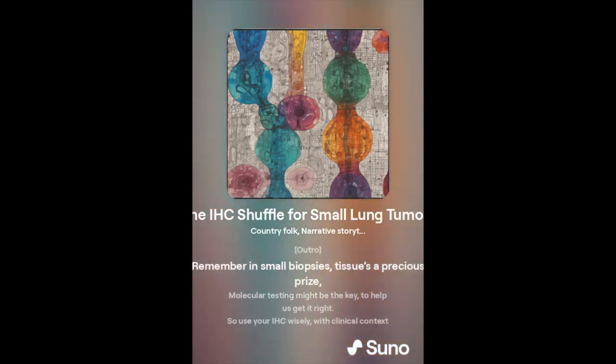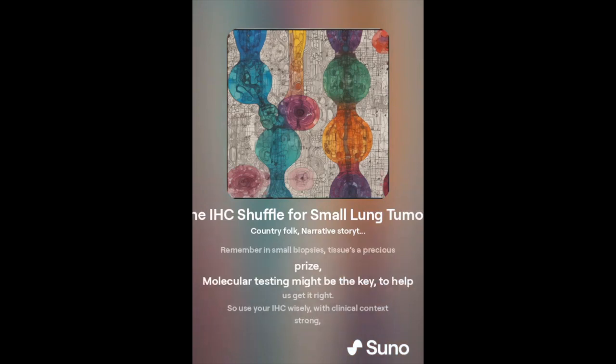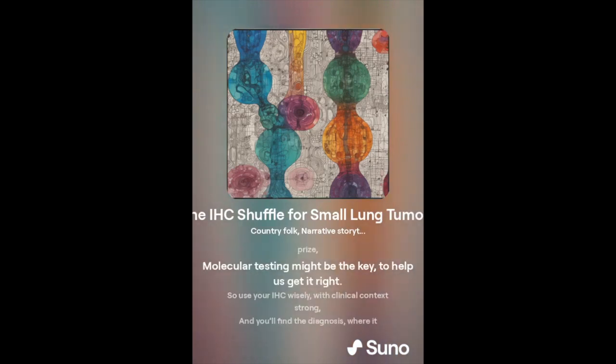Remember, in small biopsies, tissue's a precious prize. Molecular testing might be the key.